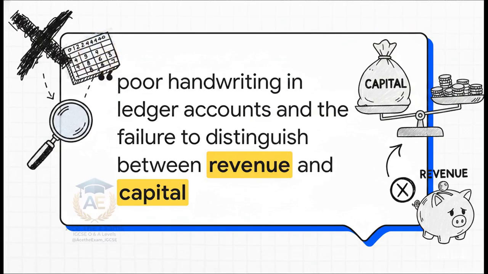Secondly, a really critical pitfall is failing to distinguish between revenue and capital items. Let me give you a clear example. Treating the purchase of a brand new van engine as a routine repair expense. That single error misclassifies an asset as an expense, which radically distorts your profit adjustment and completely fails the prudence concept we talked about earlier.